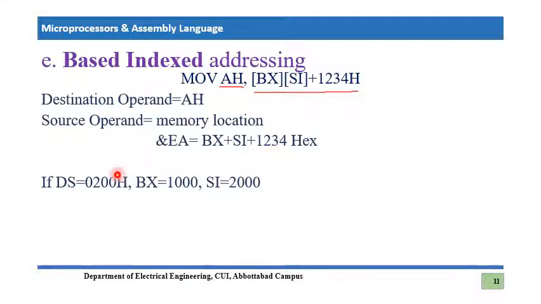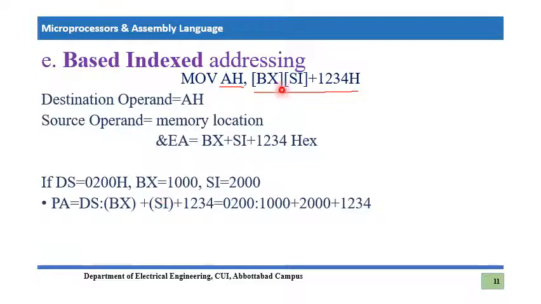So let's consider that DS is equal to 0200 hex, BX is equal to 1000 hex, and source index is equal to 2000 hex. These are just dummy values we are going to consider. The physical address of this memory location can be calculated using this equation: DS colon BX plus SI plus 1234. We know that this is our effective address part and this is our segment base. Since there was no override mentioned, we need to consider that the memory location belongs to the data segment.